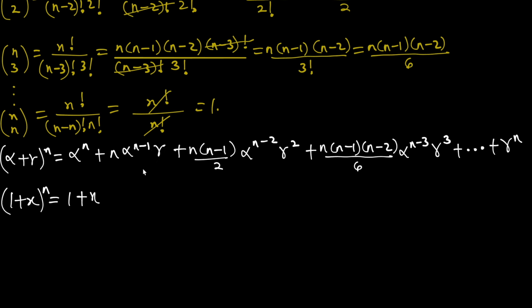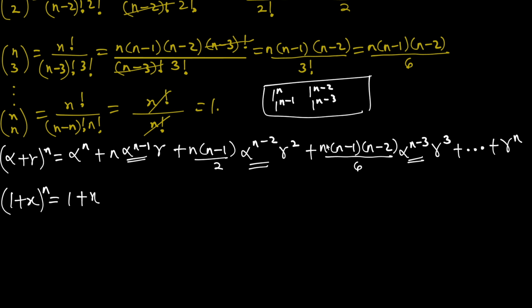What I meant is that 1 to the power of n is 1, 1 to the power of n minus 1 is 1, 1 to the power of n minus 2 is 1, 1 to the power of n minus 3 is 1, and so on. So all of these, to the power of n, n minus 2, n minus 3, are all ones.